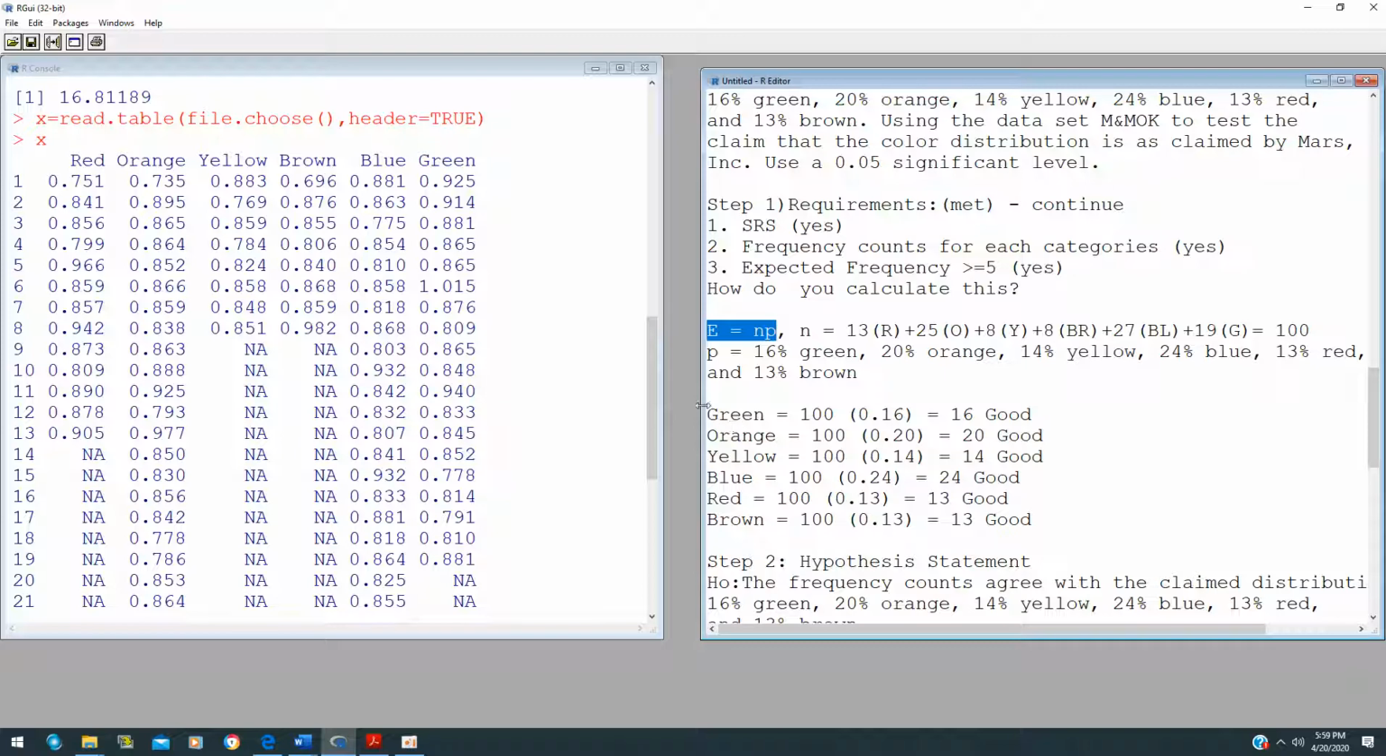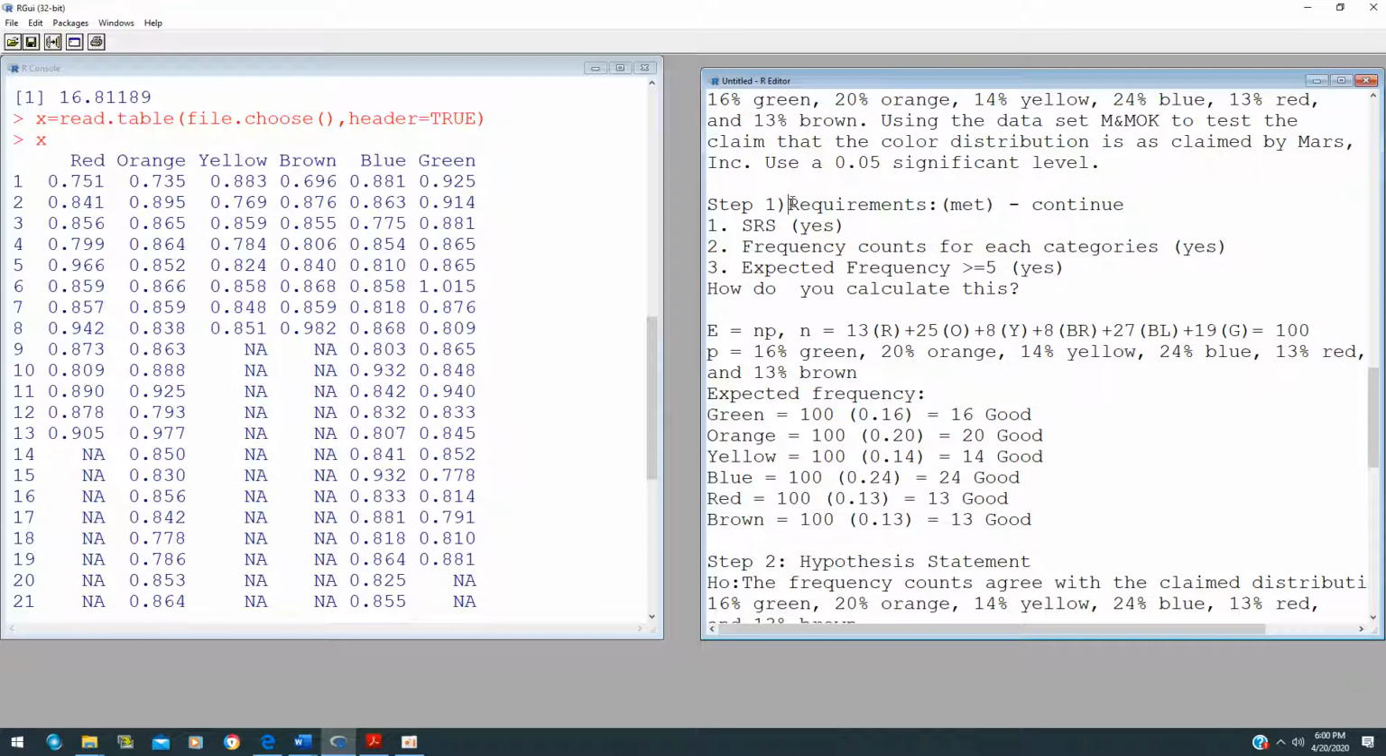This number is what we call the expected frequency. This is something I will ask you in the test, how you find this, and you need to know how to find it, and make sure all these numbers are greater than or equal to 5 to fulfill requirement number 3. So now number 3 is fulfilled, all these requirements are fulfilled, so we met the requirements.